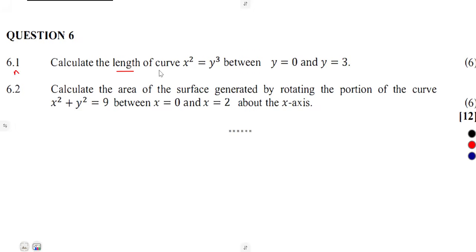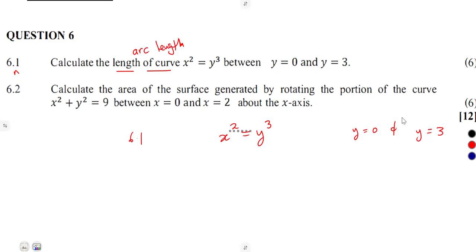Calculate the length of the curve. And there they are simply referring to the arc length. All right. For this curve that we are given, which is written as x squared is equal to y to the exponent of 3, and the limits are given as y from 0 to 3. So, guys, for this type of question, you can answer it in many ways.